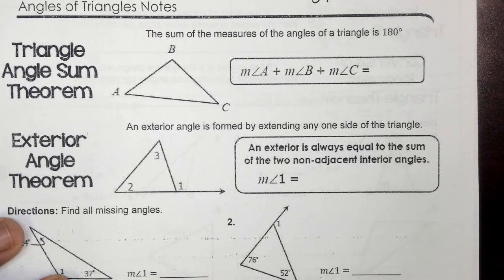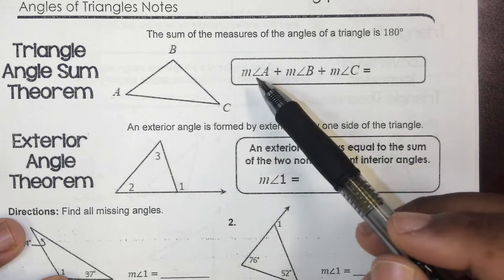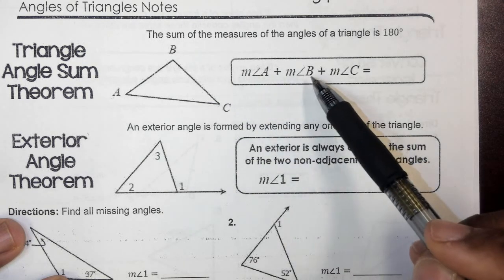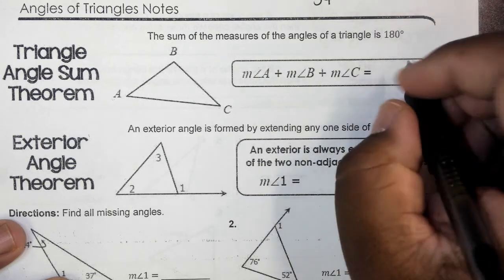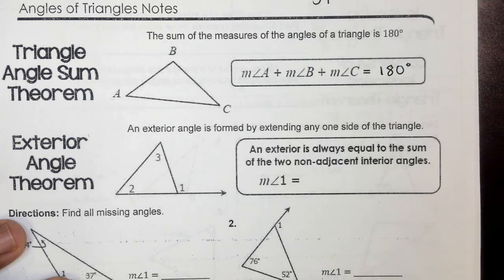The first thing you're gonna learn is the triangle angle sum theorem. Most of y'all already know this, you just ain't never seen it written in words like this before. The triangle angle sum theorem says the sum of the measures of the angles of a triangle is 180 degrees. That's easy. So they're showing y'all to the side what they're saying. The measure of angle A plus the measure of angle B plus the measure of angle C equals 180 degrees. If you know that, then you can write an equation to solve for missing angles.